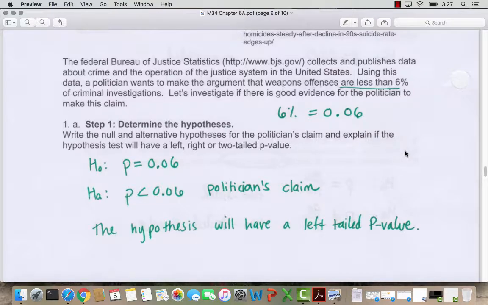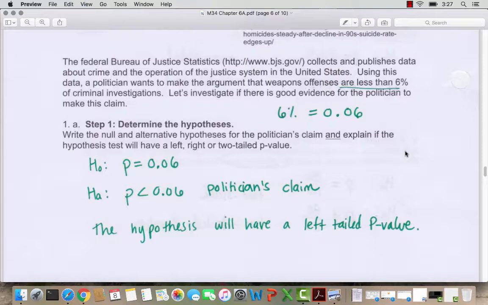The Federal Bureau of Justice Statistics, and you can go visit their website, collects and publishes data about crime and the operation of the justice system in the U.S. So using this data, a politician wants to make the argument that weapons offenses are less than 6% of criminal investigations. So let's investigate if there's good evidence for the politician to make this claim. So we're comparing to 6%. That's the value the politician is using in his or her argument.